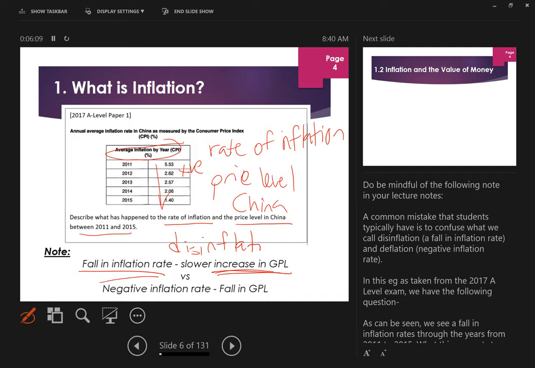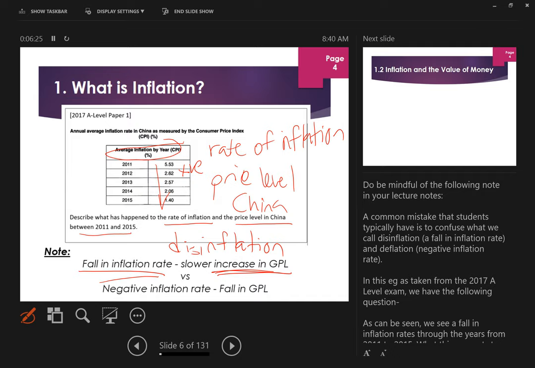Sometimes you might see this term disinflation. When you see this term, it does not mean that general price level is decreasing. Your general price level is still increasing, but at a slower rate.